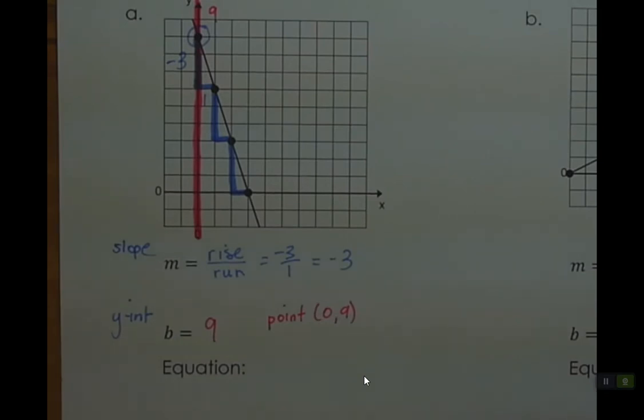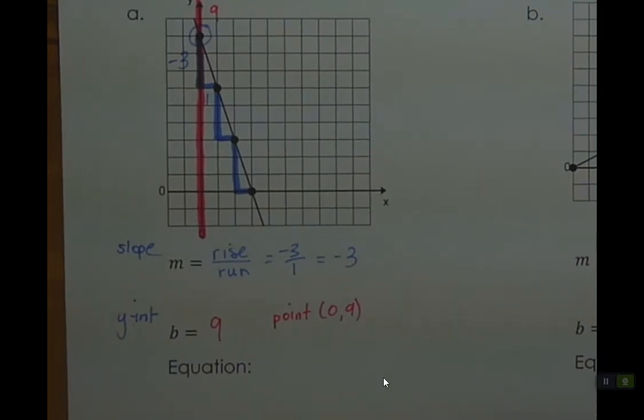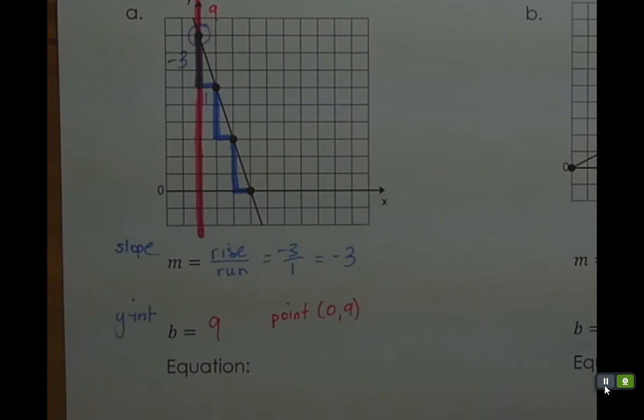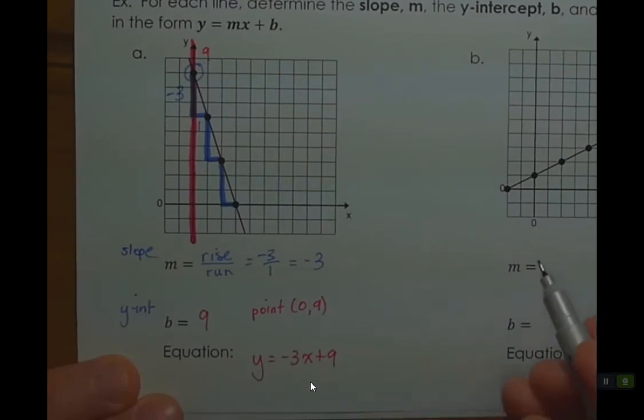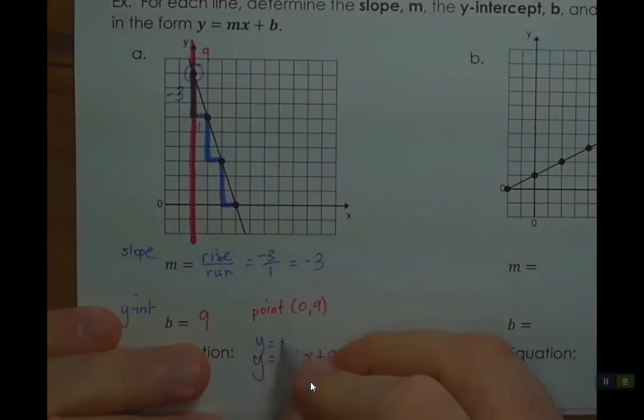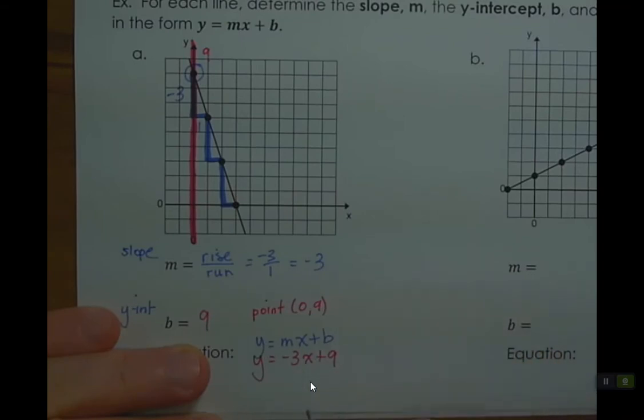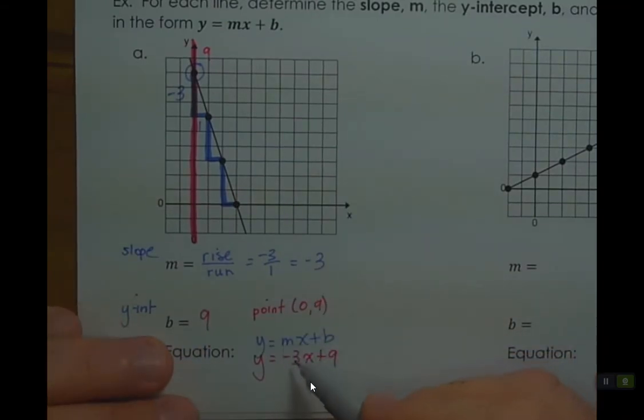All right. Take 30 seconds, write down the equation. Push pause, write down the equation. So hopefully you wrote down y equals -3x plus 9, because we want to write it down in the form of y equals mx plus b. So you replace m with -3, b with 9.